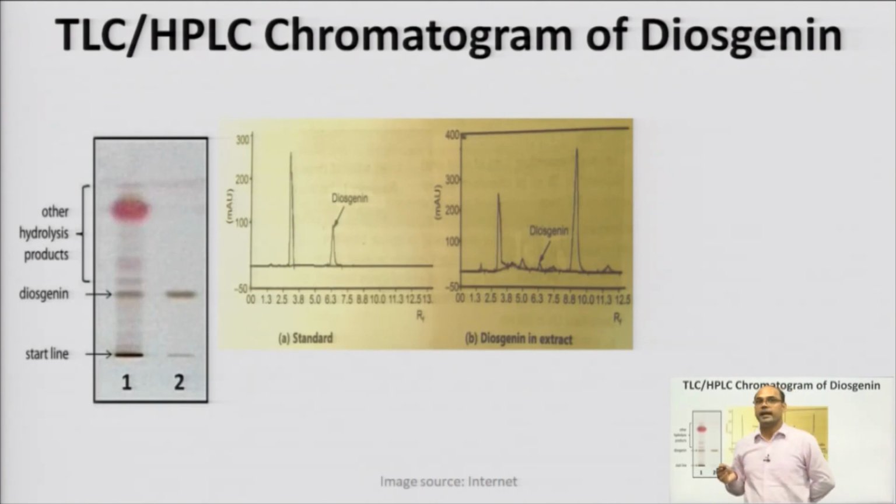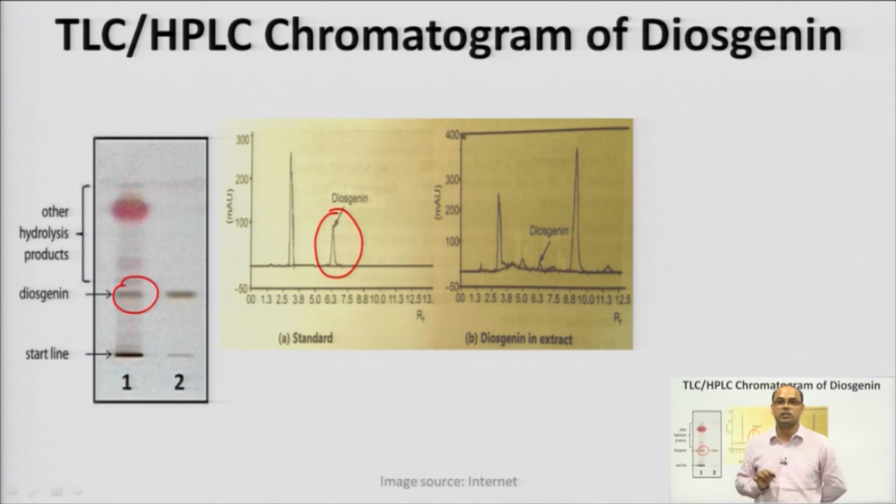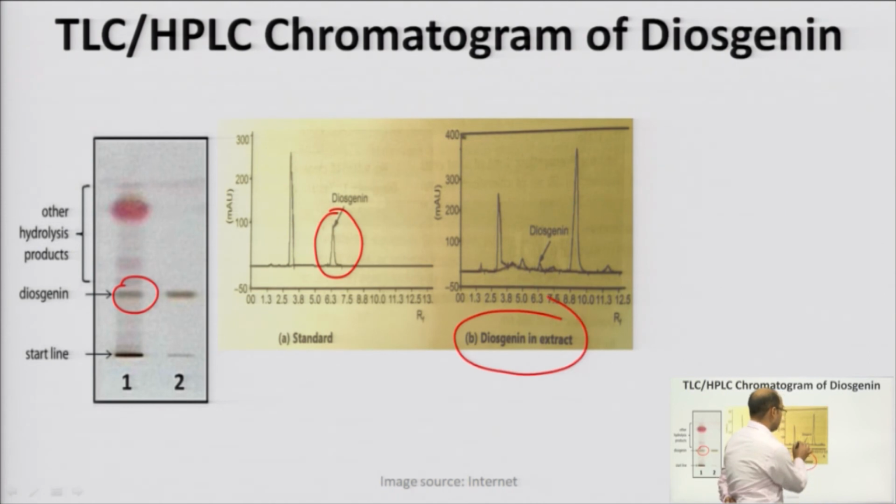This is the TLC and HPLC diagram. In the TLC, this is the green spot of Diosgenin observed at 0.7, and these are the other hydrolysis products which are also present inside your sample. This is the HPLC spectra of the Diosgenin standard, and this is the Diosgenin in extract. There are other peaks also, and if we get the peak at the retention time of 6.4, any peak at this retention time gives you the concentration of the drug in your sample.